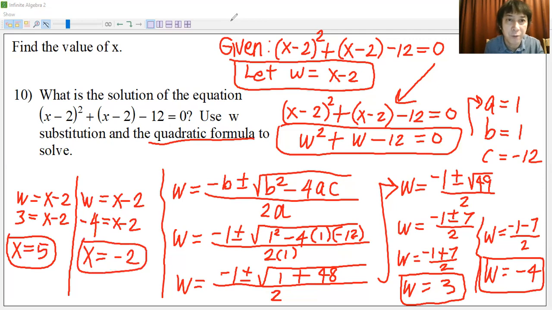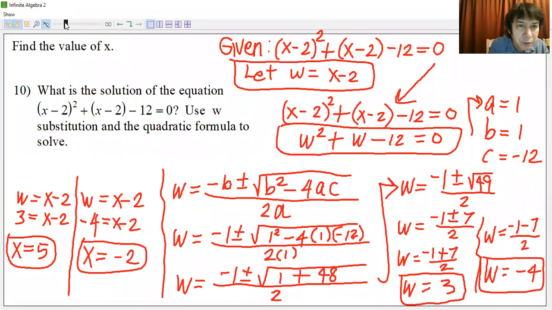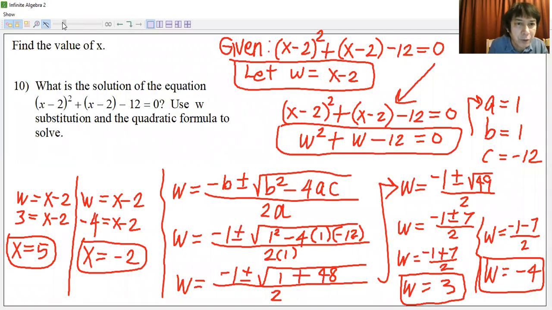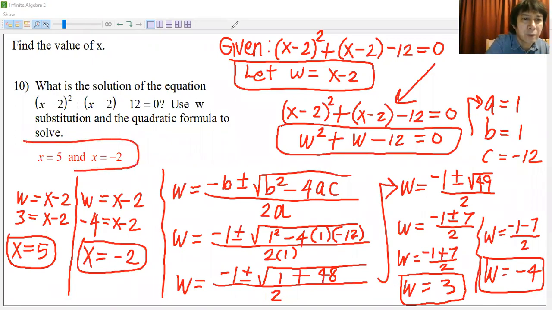Let us check and verify from the computer. Here's the computer's answer. Let us shrink the question so we can see it clearly. Okay, let us see the answer. There, x equals 5 and x equals -2.